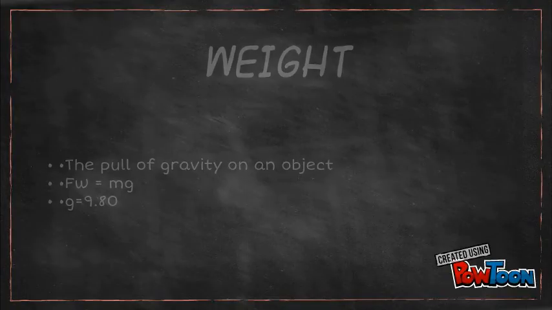Weight. The pull of gravity of an object. Fw equals mg. G equals 9.8.